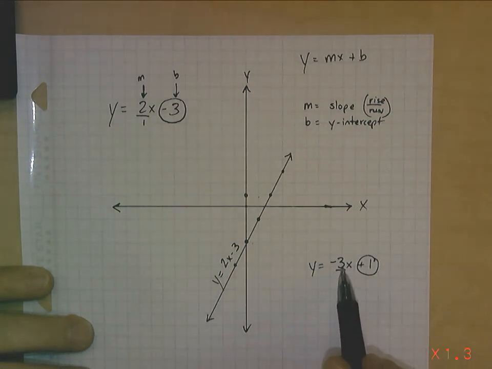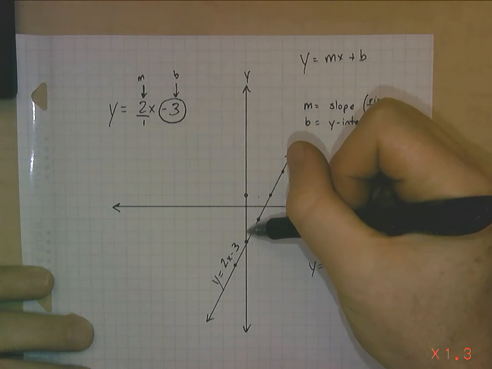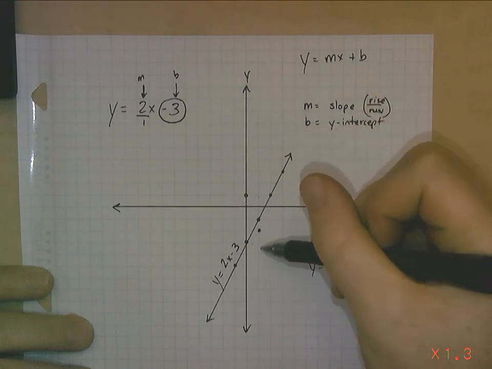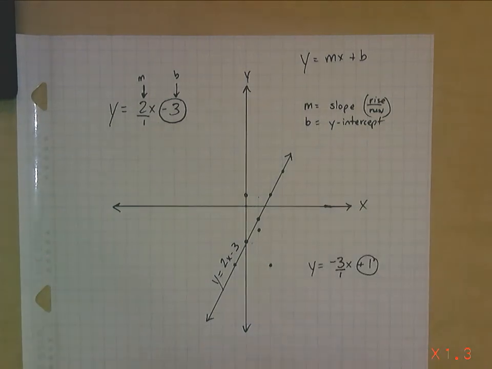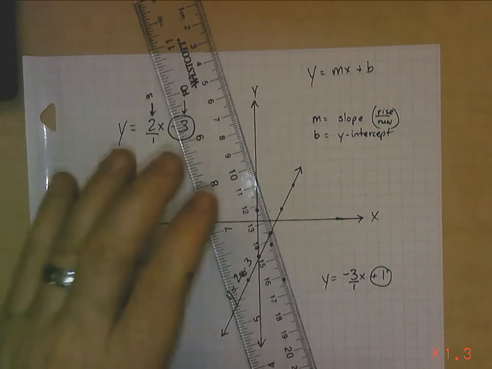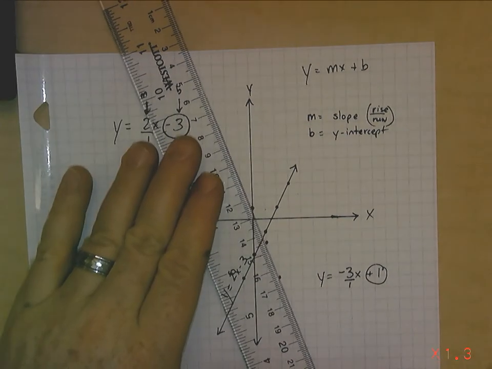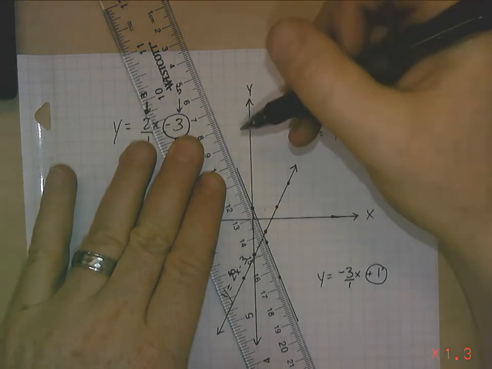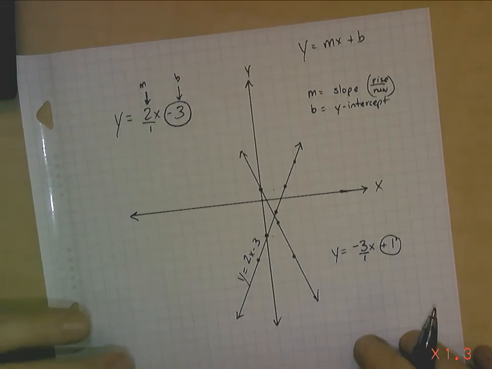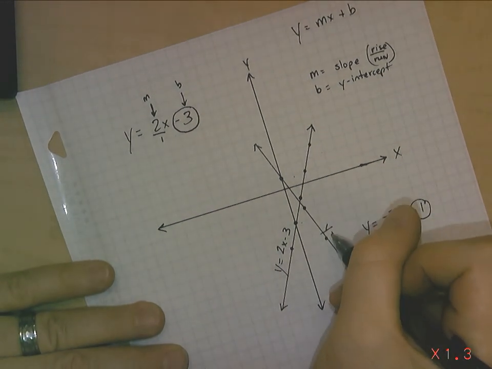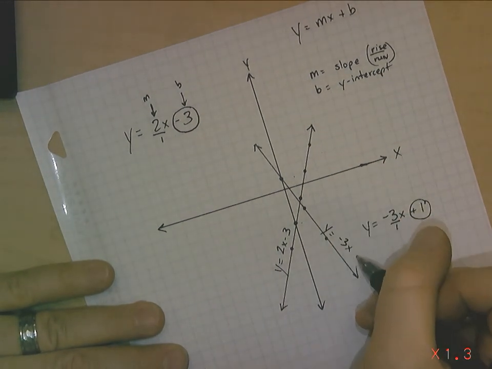So it means it's going to go down 3 over 1. Remember, the run is always going to be positive. So we go down 3. 1, 2, 3 over 1. 1, 2, 3 over 1. And you only need 2, but here I'm just going to do 3. Okay, and then we're going to connect the dots. And that's it. And that is our equation. So our equation is y equals negative 3x plus 1.